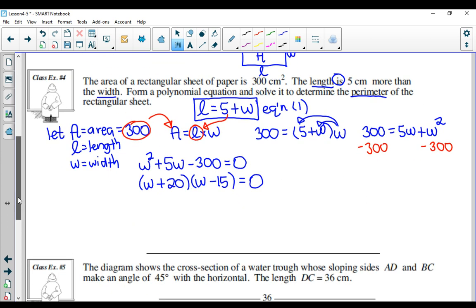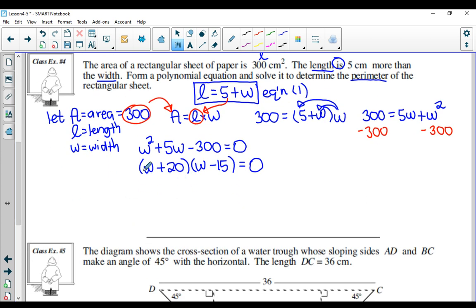Okay, now to find the solution to the equation, we need to use the zero product rule. So I'm going to take this first factor and set it equal to 0. And I'll take the second factor and also set it equal to 0. So the first factor would be w plus 20 is equal to 0. And then if you manipulate for w, you'd subtract 20 from both sides of the equation. So w is equal to negative 20 centimeters. Okay, we can add the units back in at the end now.